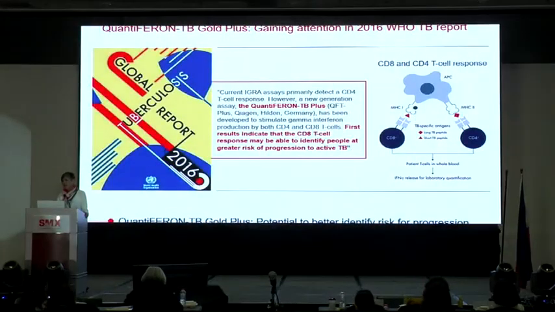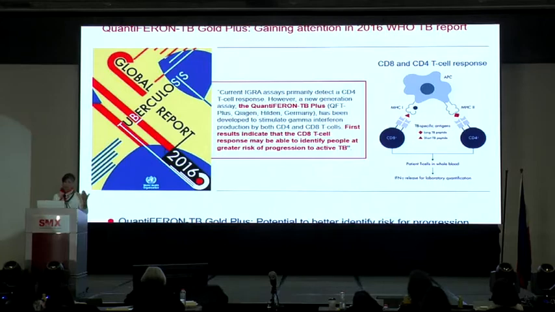The WHO actually got so excited about the first study in contacts with QuantiFERON Plus that they even made mention in their 2016 report of the first study, showing that the first results indicate that the CD8 T cell response may be able to identify people at greater risk of progression to active TB.